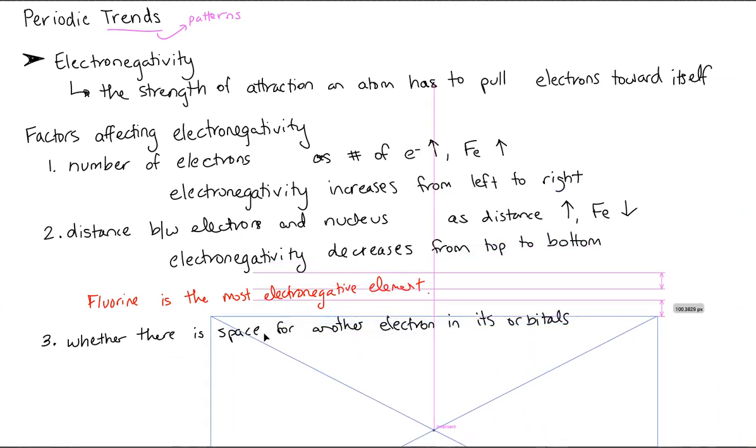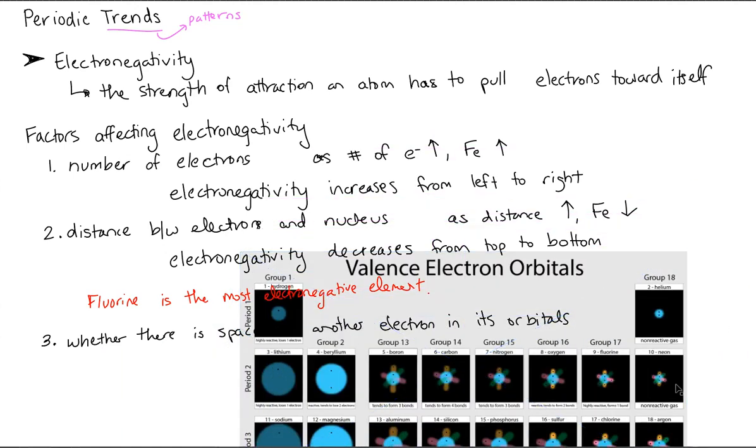Well, let's look at neon. Neon's orbitals are totally filled up. It is a totally filled second energy level. An electron can't go in there. It doesn't fit, right? And so neon does not attract electrons in toward it. There is no space for another electron there. Whereas fluorine has one space open for one more electron. And so that's why fluorine is the most electronegative element, not neon, right?